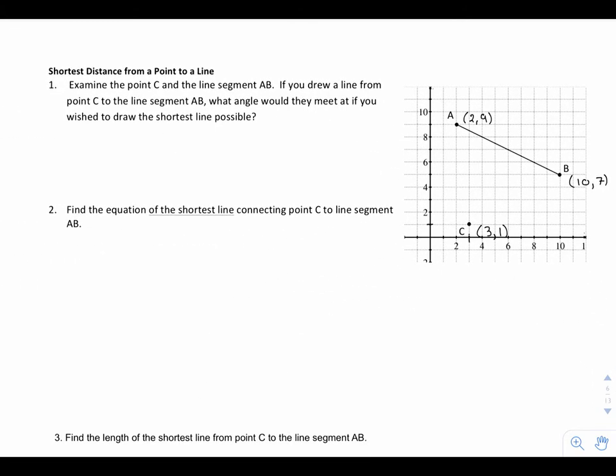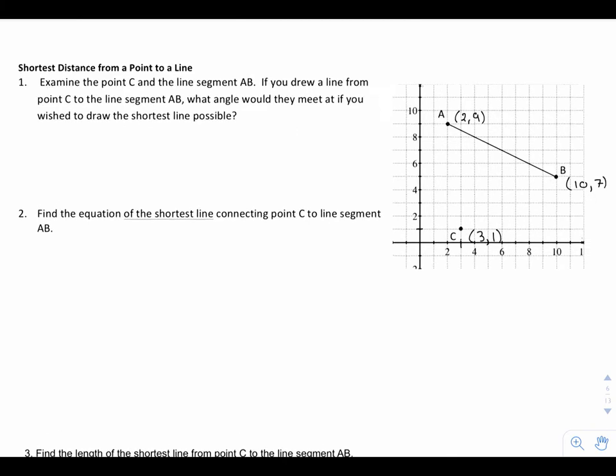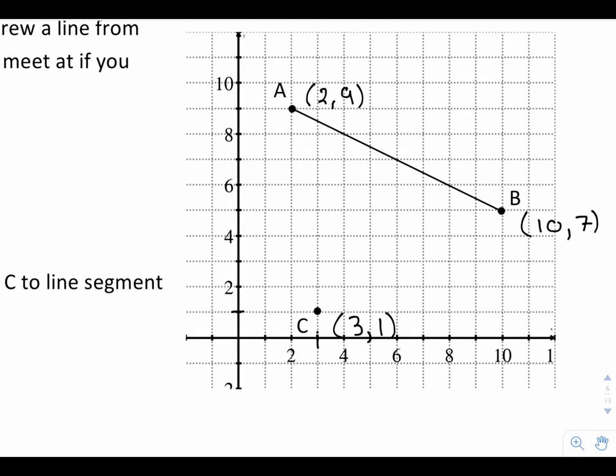So examine the point C and the line segment AB, and if I drew a line from point C to the line segment AB, at what angle would they meet in such a way that I can make the shortest line possible? So let's just look at a simple understanding of this picture here. I have my point C, I draw a line to AB. So that's where they intersect, right here.